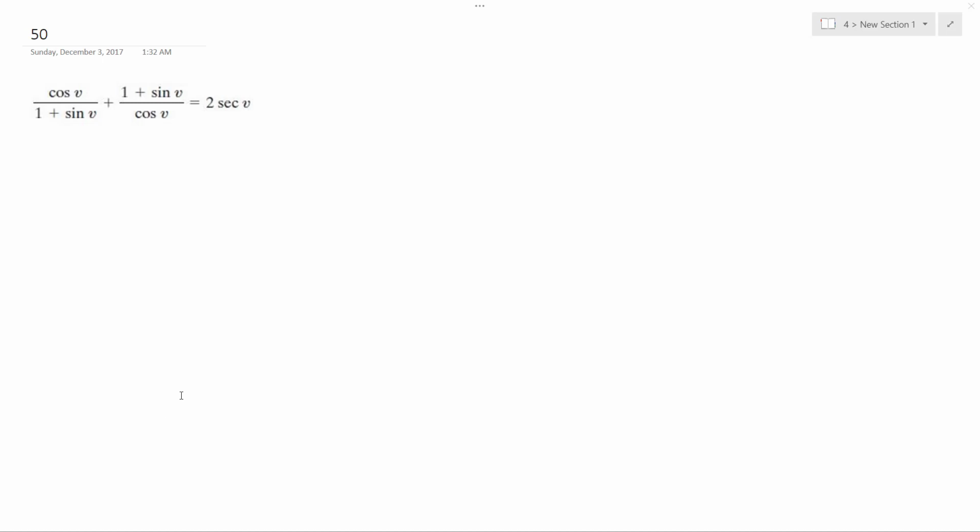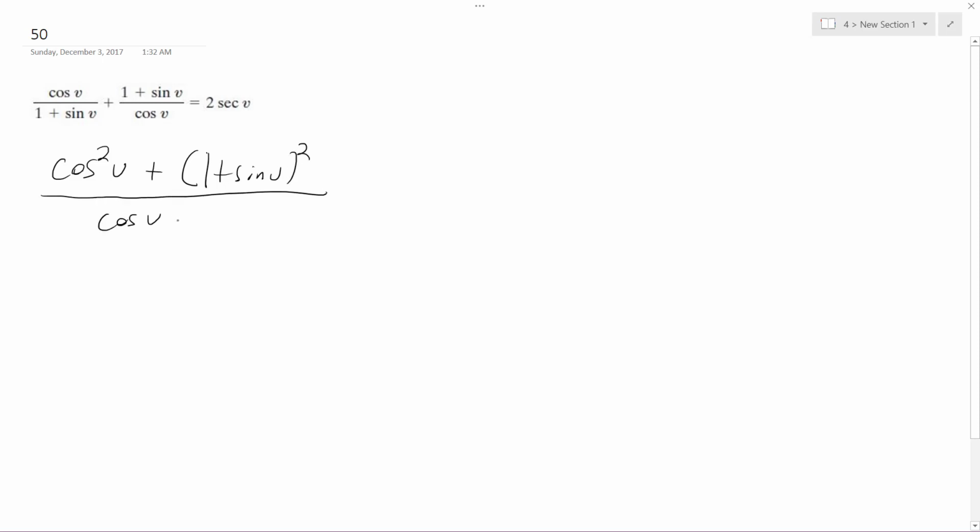All right, so I want to solve this problem. I'm going to use the common denominator, so what I end up with is cosine squared v plus the quantity 1 plus sine v squared, all over cosine v times 1 plus sine v.